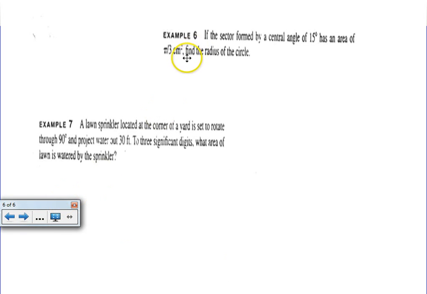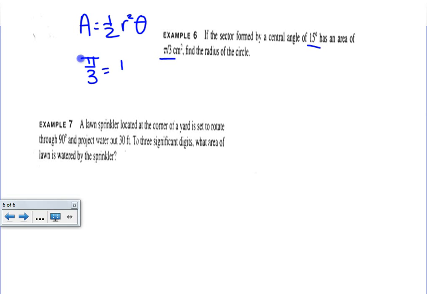Example 6. This time we've got a central angle of 15 degrees, and this is kind of unique. The area is given to you. So when I think about my area formula, I gotta be careful where I plug things in. So the area is pi over 3. We have 1/2. I don't know the radius. And then careful again, my central angle is not given to me in radians, so I would have to convert that to radians. So when I simplify that a little bit, let's see.